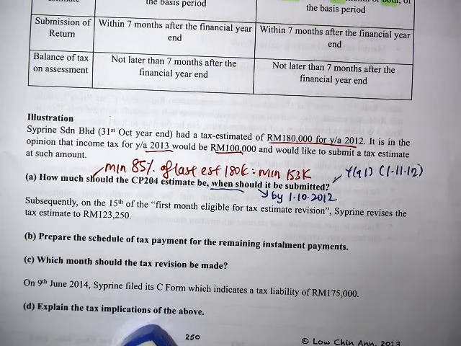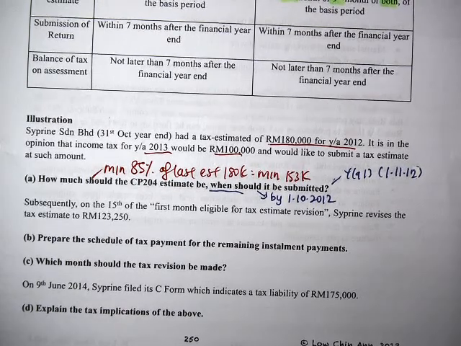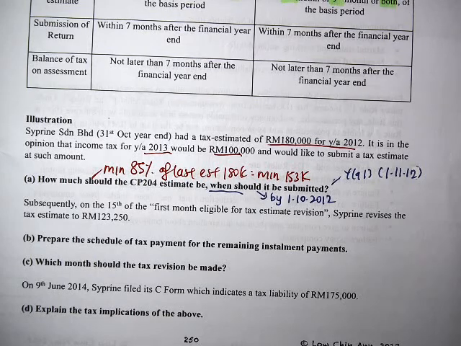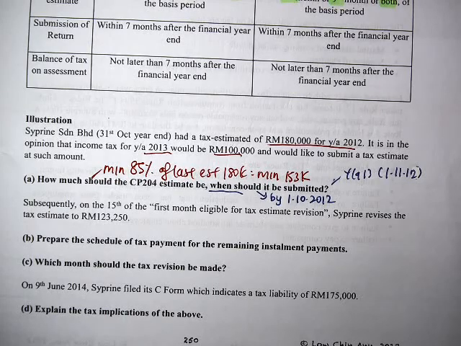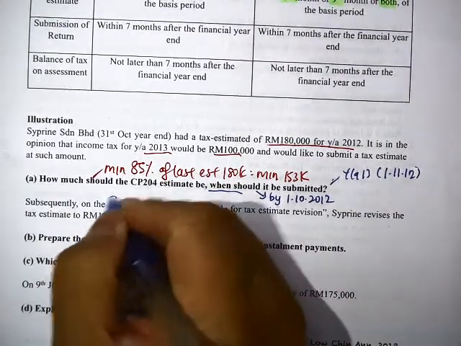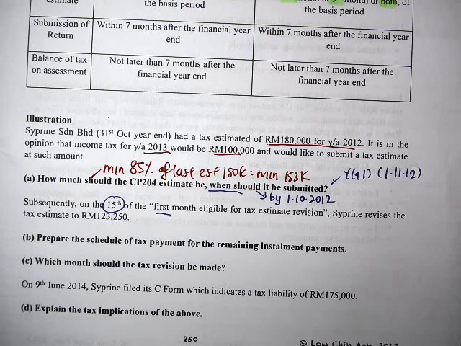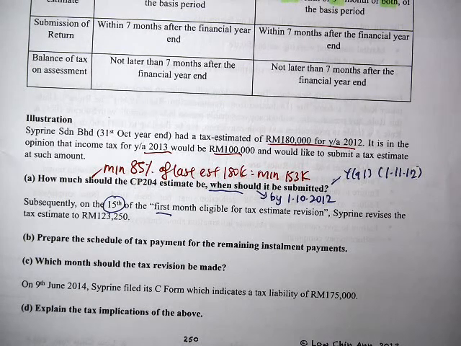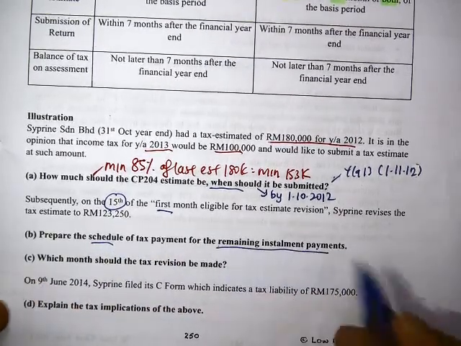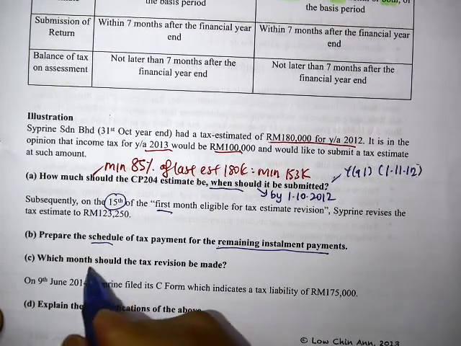Okay, now the next part they say, subsequently, on the 15th of the first month eligible for revision. Now you can revise in the 6th month, you can do it again in the 9th month. So now they say the first month, that means the 6th month, okay? Now they revise on the 15th. That means it's after the installment due on the 10th. So they revise the estimate to 123,250. So now they ask you to prepare a schedule of the remaining installment. And which month should revision be made?